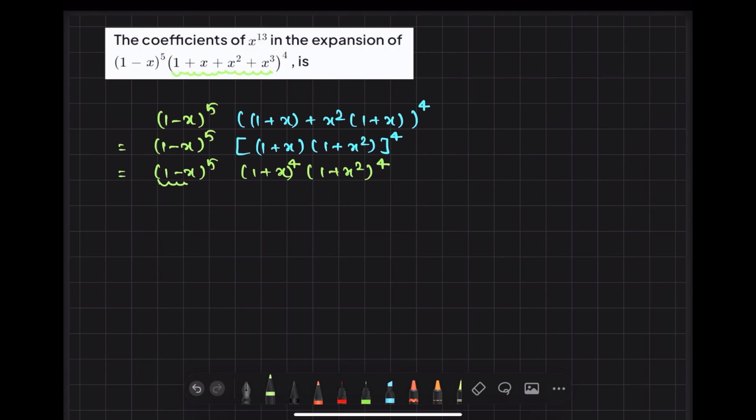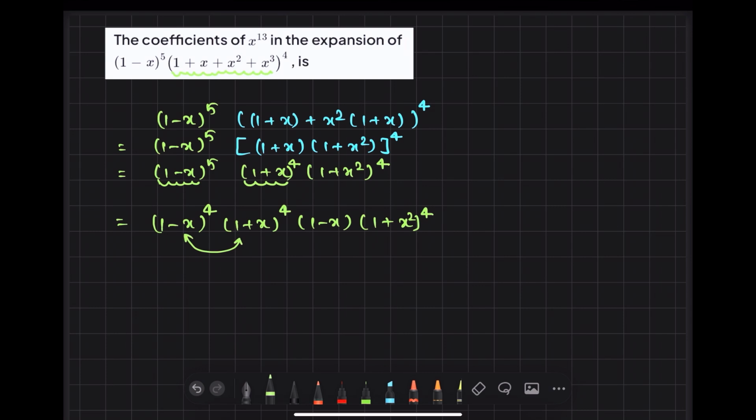Okay, now look at this. Just try to observe this part. It is a plus b, a minus b, but the power is creating problem. So look at this, how I will handle this situation. 1 minus x power 4, 1 plus x power 4, okay, and then 1 minus x, 1 plus x square power 4. Can I do that? Yes, we can.